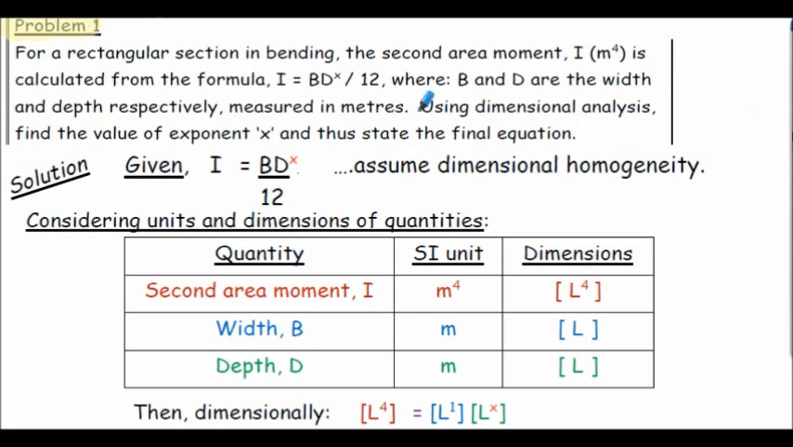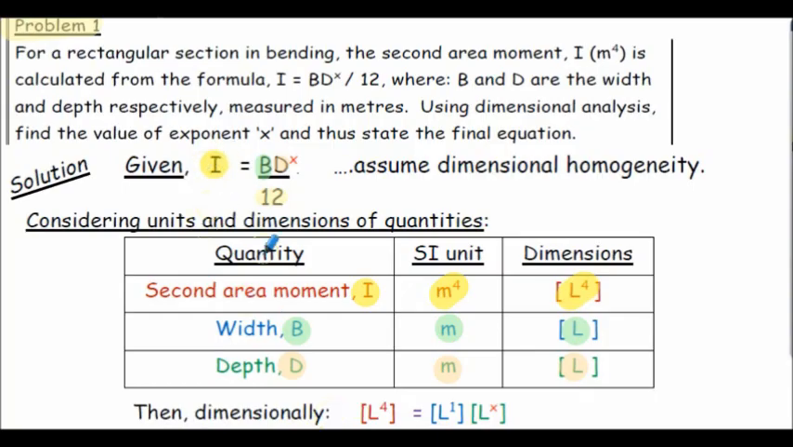So problem 1, we're given in the question, I is equal to bd raised to the power of x divided by 12. So the first thing I do in these questions is to note the quantity. Second moment is I, SI unit is meter to the 4. So in terms of dimensions, that will be L to the power of 4. Notice again I use square brackets to denote dimensions. We're informed in the question that width B has the unit of the meter, so dimension will be L, and depth D, meter, L.